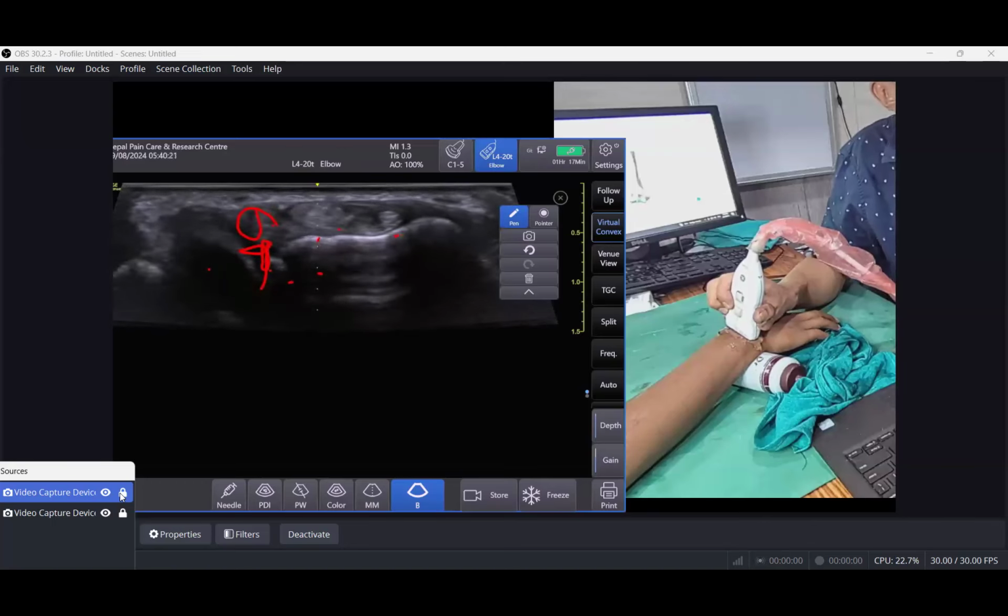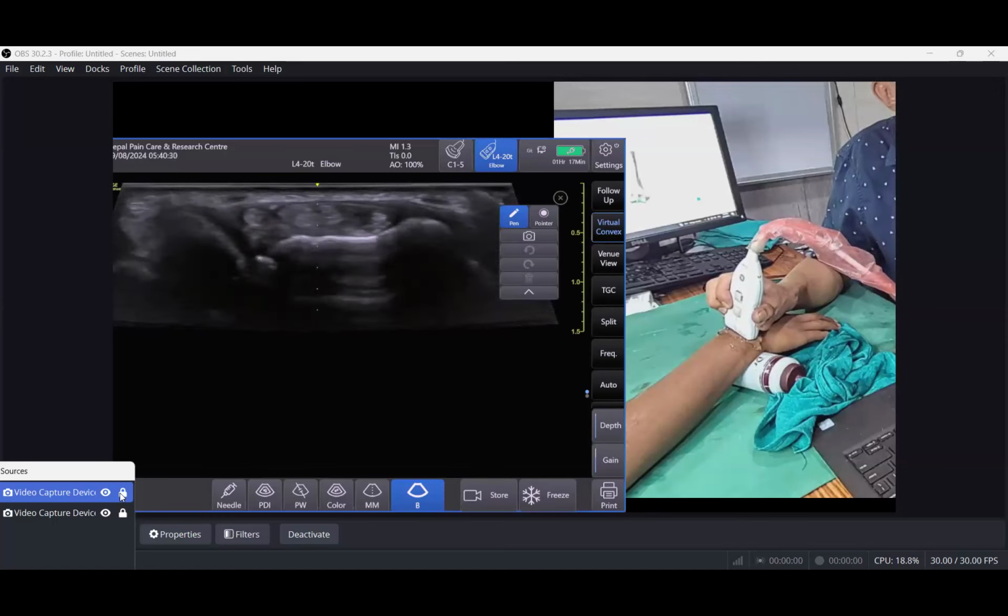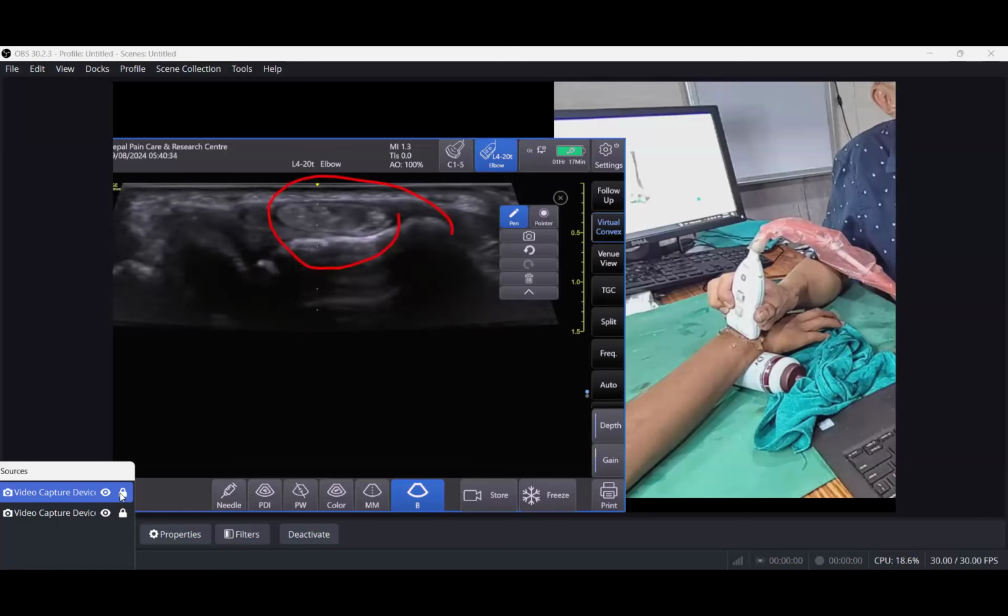And can you see the subject is moving his finger? That is compartment number 4. Can you appreciate tendon moving in compartment number 4? Focus here. Yes, yes, sir. That is extensor digitorum and extensor indicis.